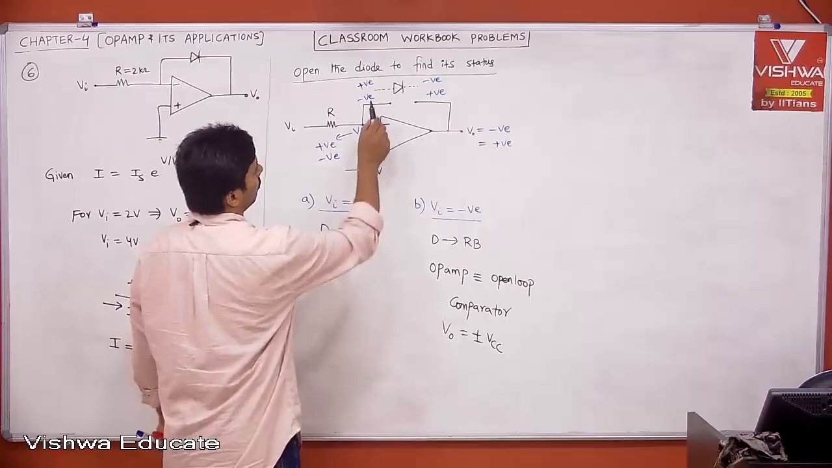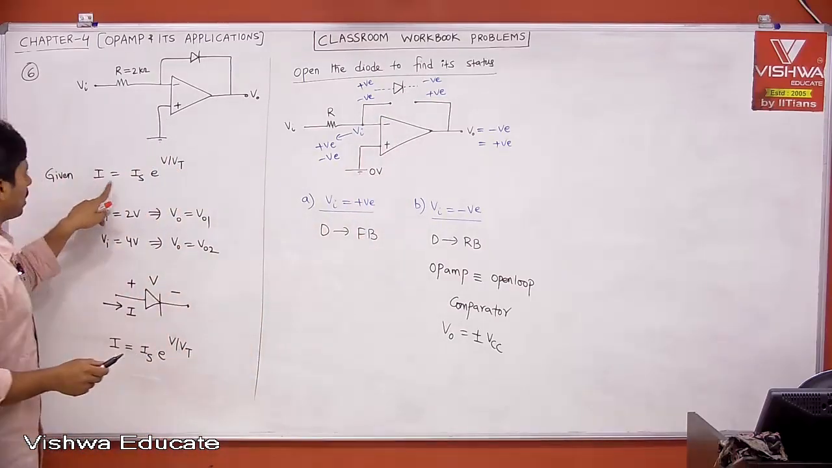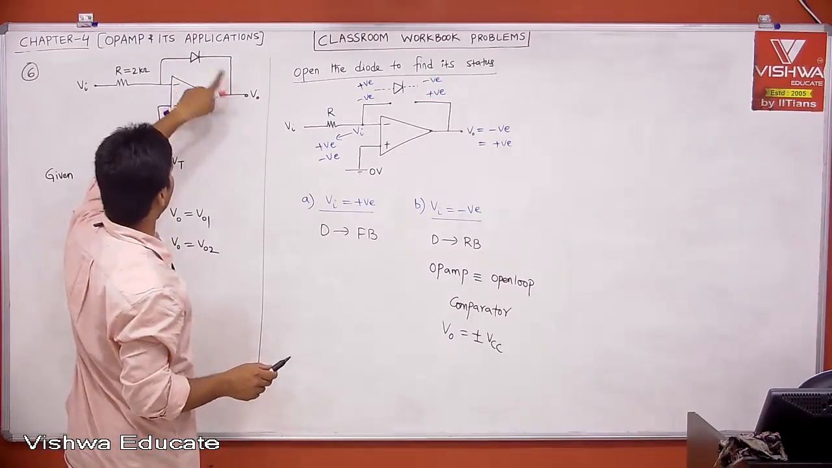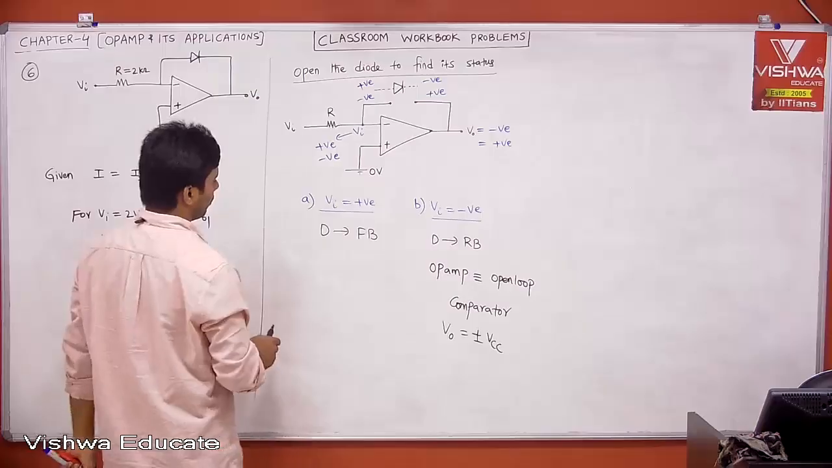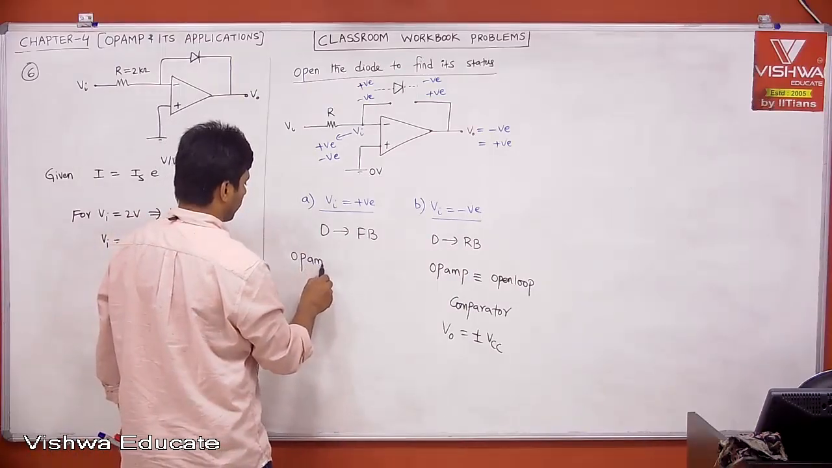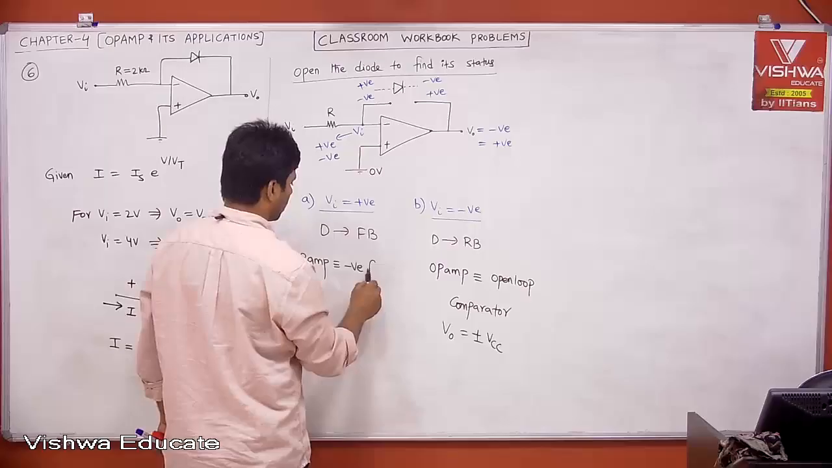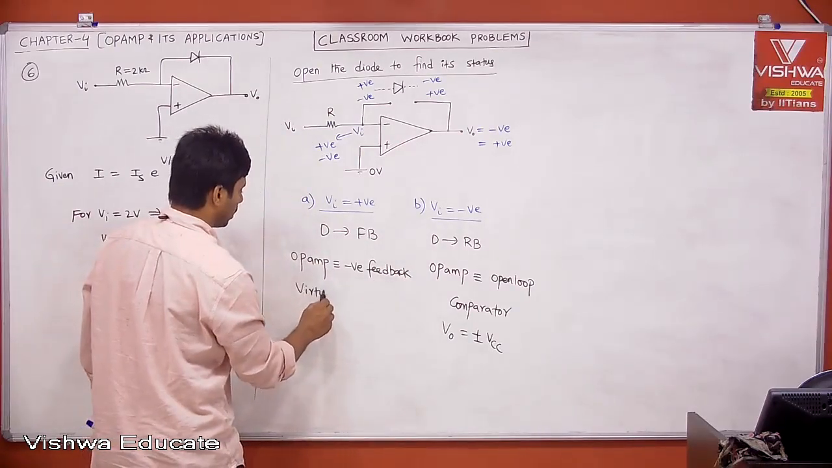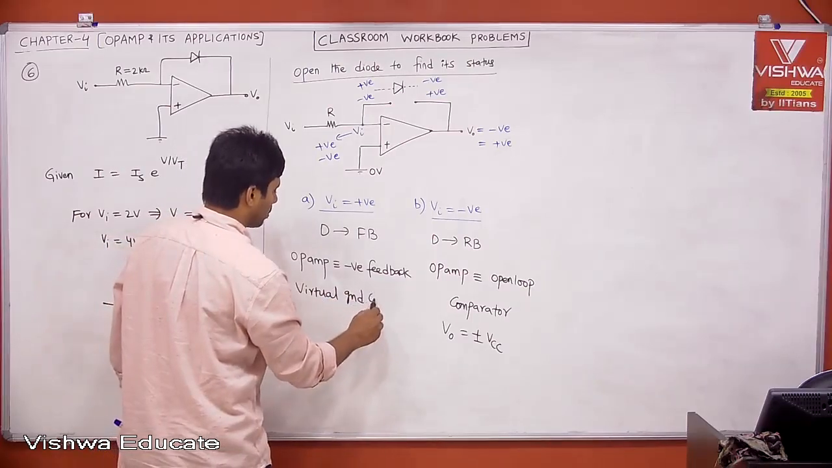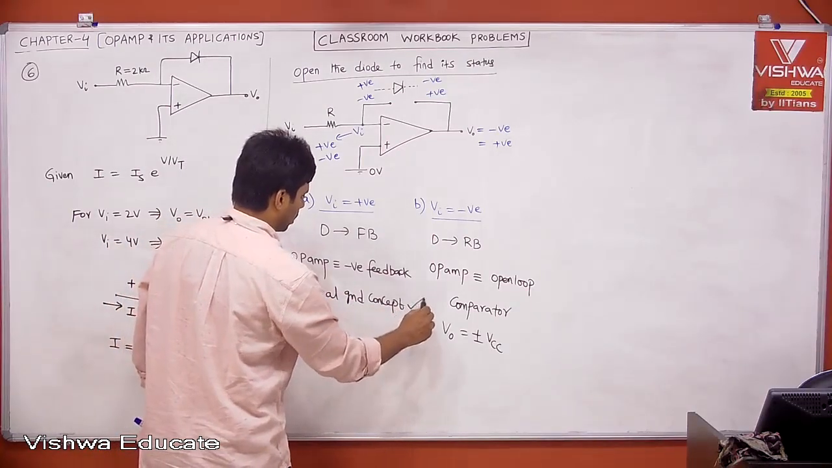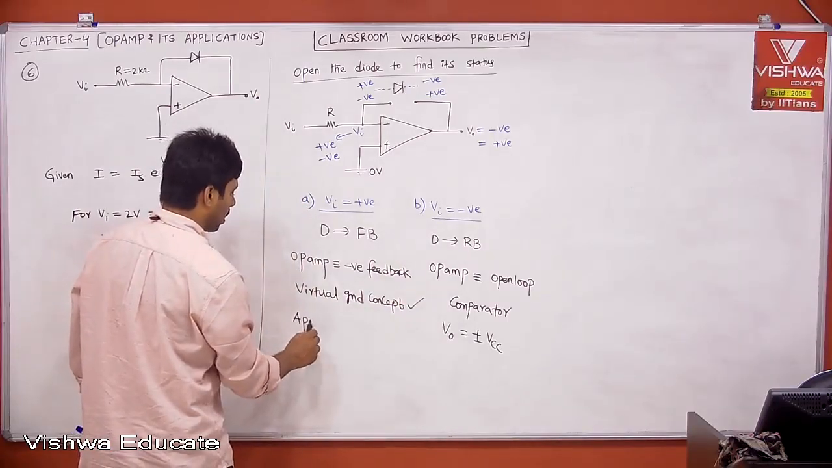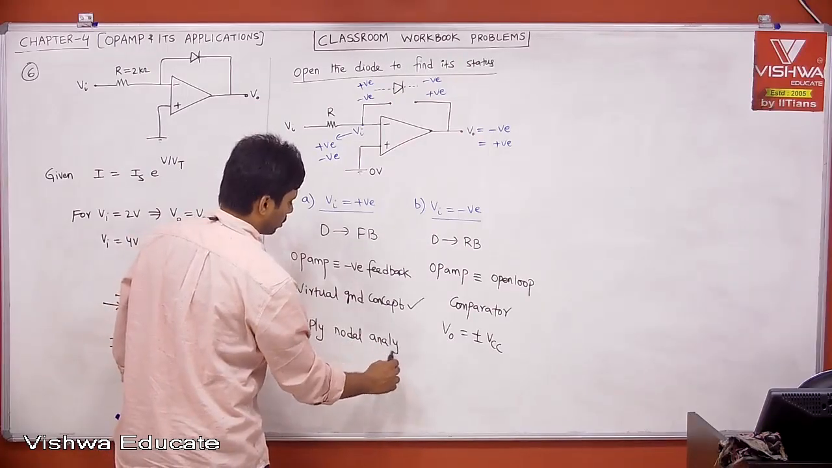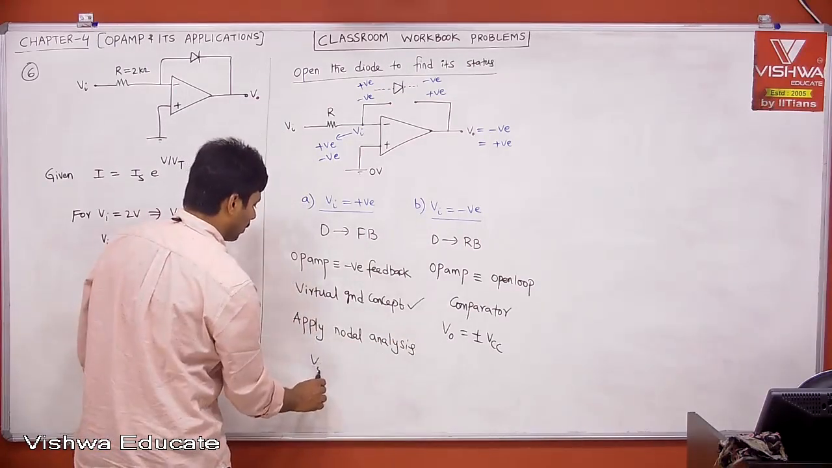Now when diode is in forward bias, when diode is conducting with the equation I is equal to Is into e to the power V by Vt, then there is a path from output to input, then there is a negative feedback, then virtual ground concept is valid, therefore your op amp is in negative feedback. If op amp is in negative feedback, then virtual ground concept is valid. Then apply nodal analysis. Solve the equations, you will get the answer. Then find V0.